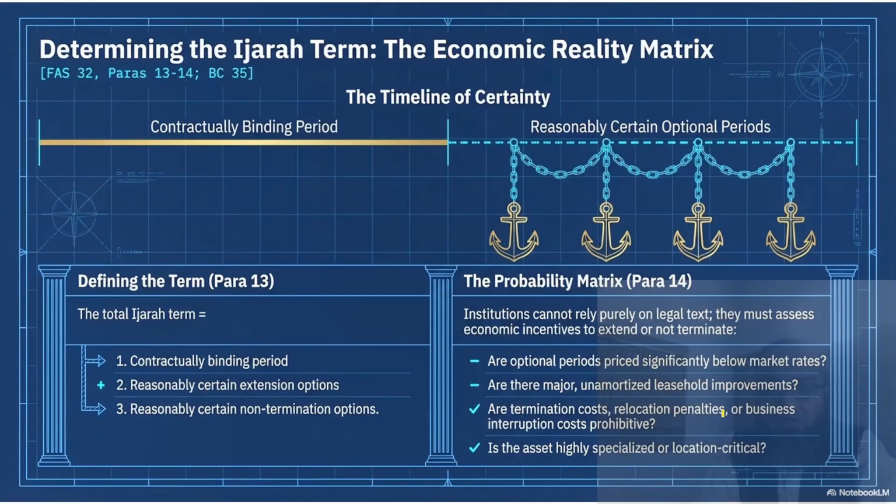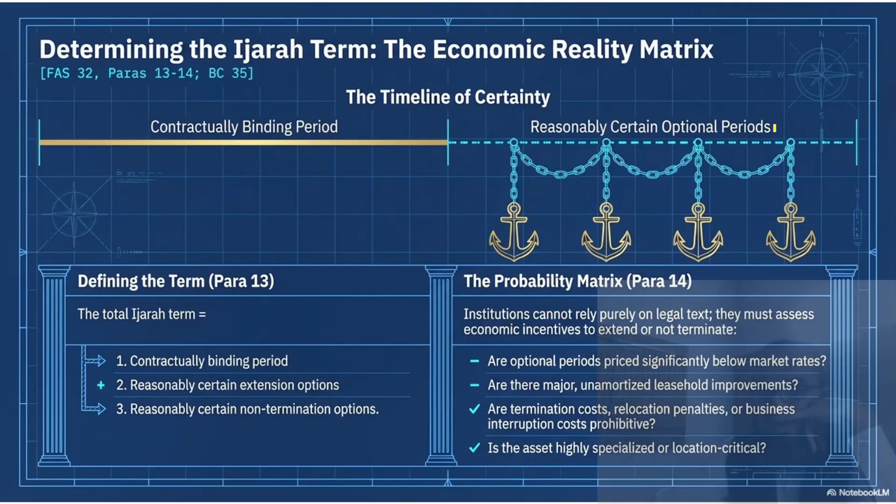So, determining the Ijarah term. Now the point is that there is a binding period. For example, the binding period can be 5 years, and then there can be some non-binding period, some optional period in which the lease can be extended.